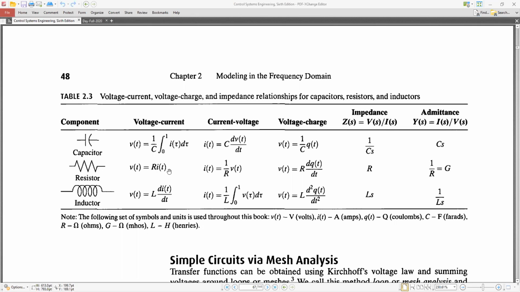And for the resistor, v(t) is equal to R i(t), and i(t) is equal to 1 by R into v(t). And the voltage charge relation is dq(t)/dt, and impedance is only R, and admittance 1 by R is G. And that is the inductor relation: current voltage relation, voltage current relation, voltage charge relation, impedance relation, admittance relation.